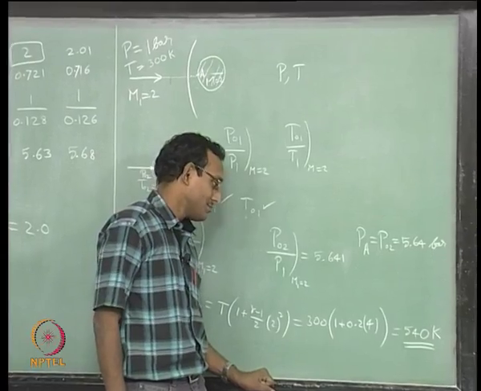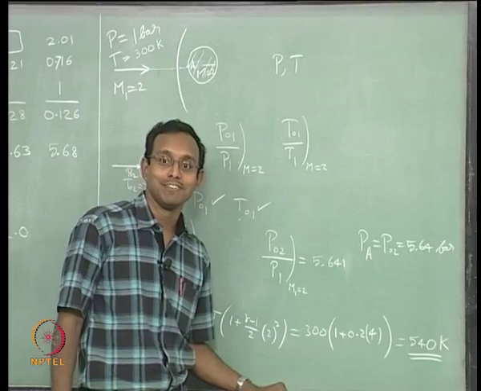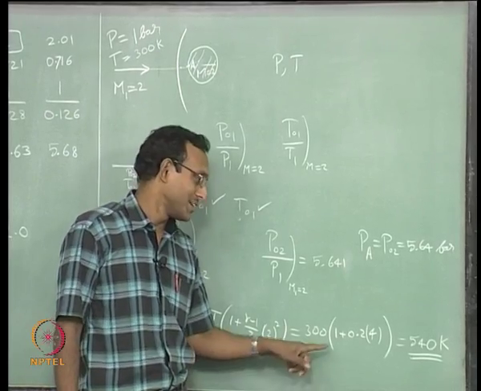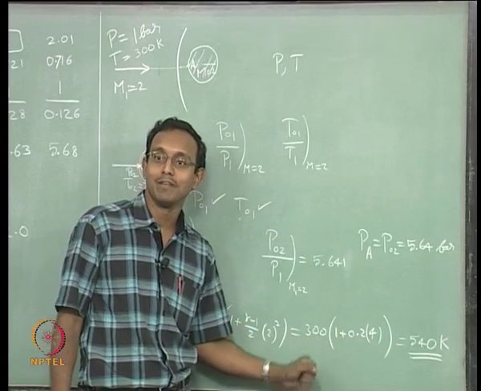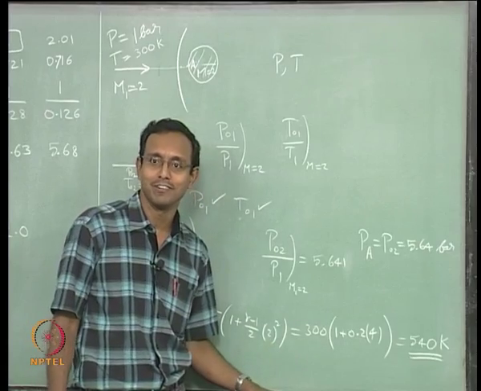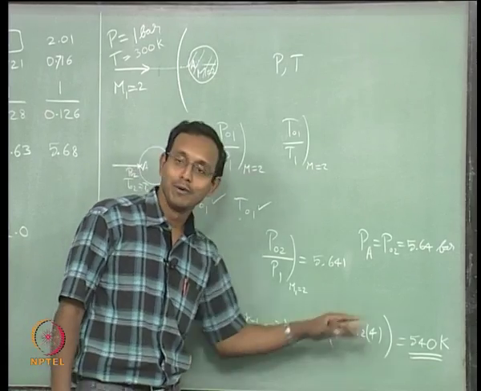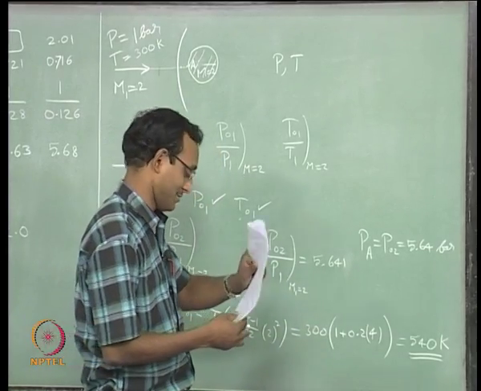But I already told you that above 2000 Kelvin gamma will start changing for air. So that number is not correct, since I have assumed gamma equal to 1.4 here. The number will come down a little bit, probably to 4800 or 5000 Kelvin, but we will not worry about that for this moment. We will say in our world it is all nice.